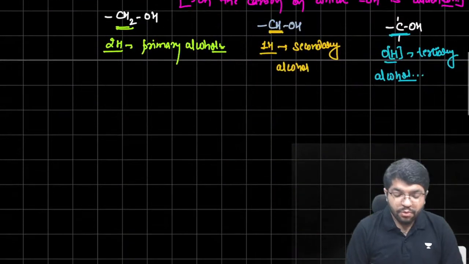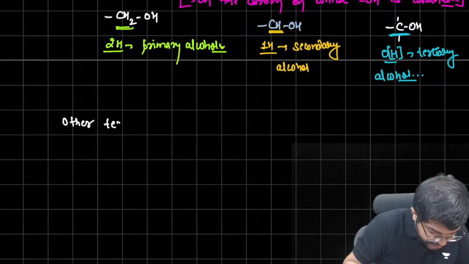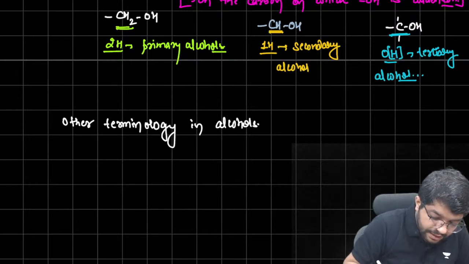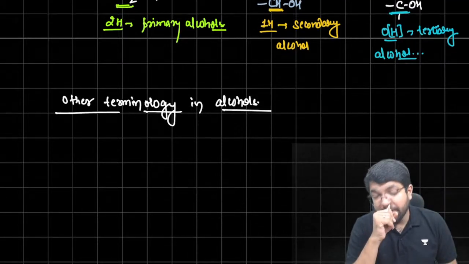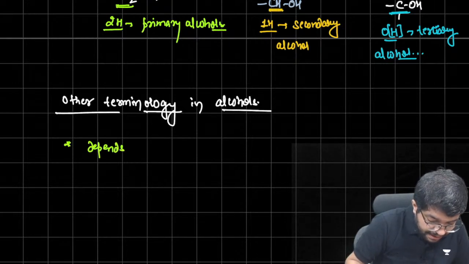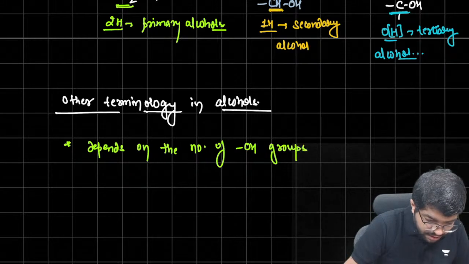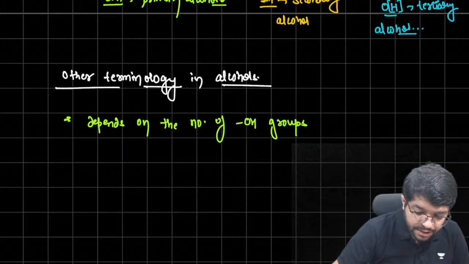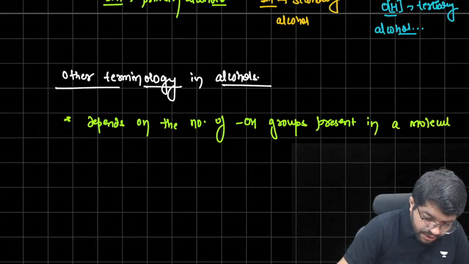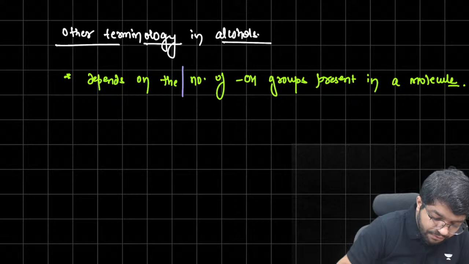Now, the other terminologies of alcohol should also be known. The other terminology in alcohols depends on the number of OH groups present in a molecule. It could be monohydric alcohol. Remember, it's going to be the number of OH groups.